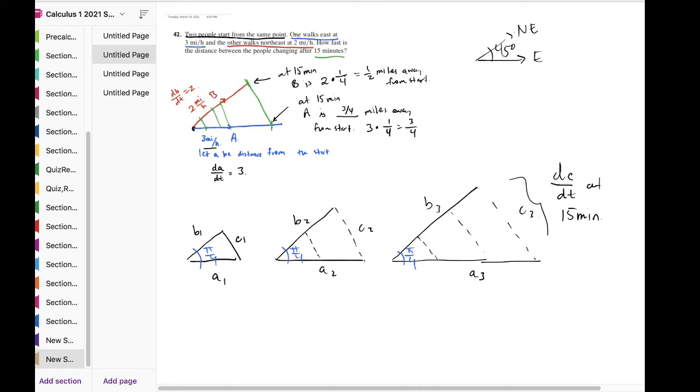Do we know it's a 45, 45, 90? We know one of the angles is pi over 2, right? Or pi over 4. Do we know it's isosceles? Because they're going at different speeds, right? One is at 3 miles an hour, and one's at 2 miles an hour.